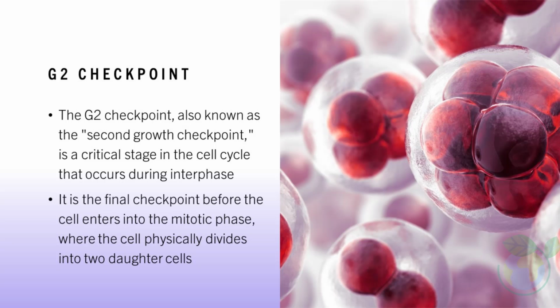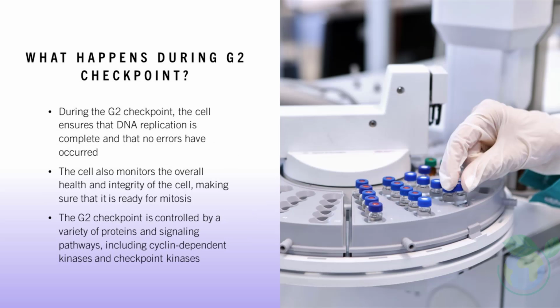G2 checkpoint. The G2 checkpoint, also known as the second growth checkpoint, is a critical stage in the cell cycle that occurs during interphase. It is the final checkpoint before the cell enters into the mitotic phase, where the cell physically divides into two daughter cells. What happens during G2 checkpoint?